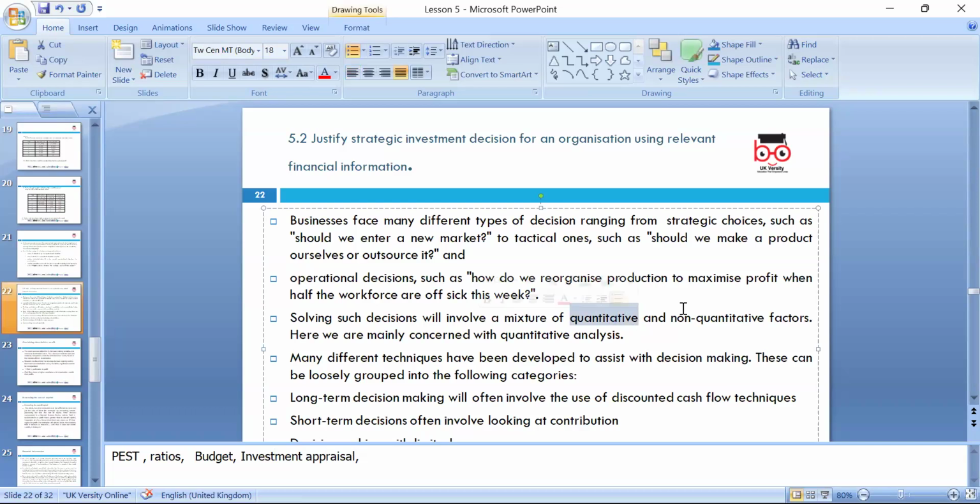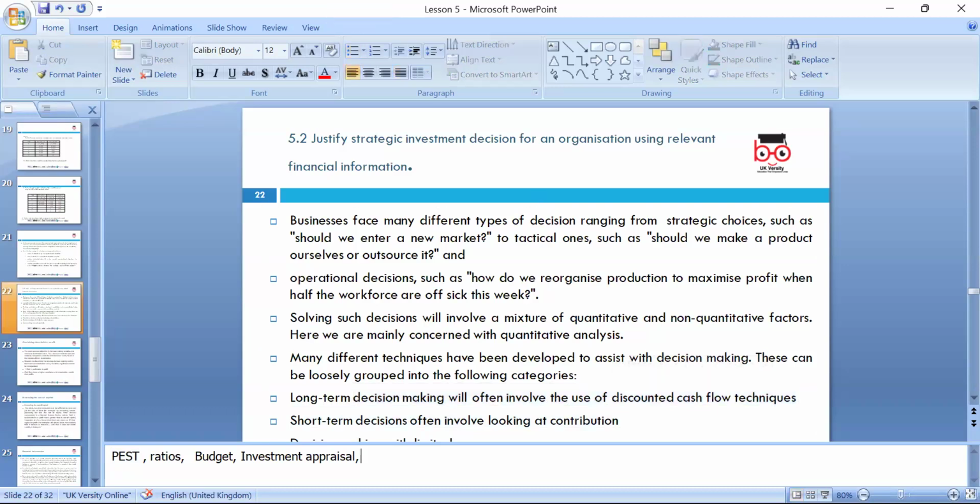Quantitative is numbers, and qualitative is opinion about the factors you are well aware of, political, economic, social, technological, not just the numerical information. Most of the different techniques assist you in decision making. Decision making means selecting the best course of action, the best option, in the long term. So in the short run and the long term, we look at things like investment appraisal.